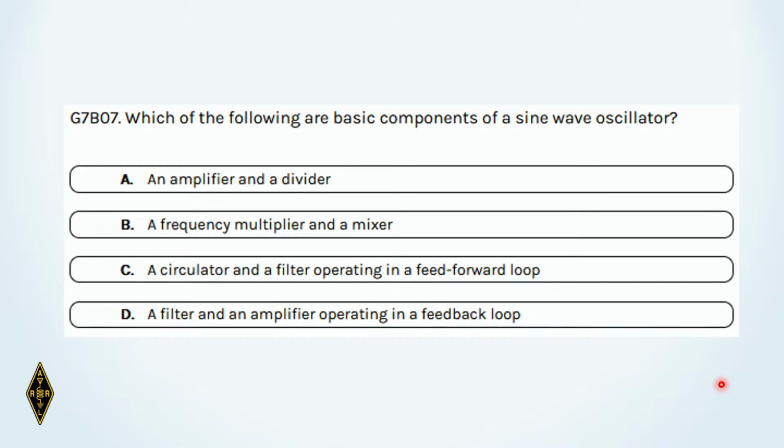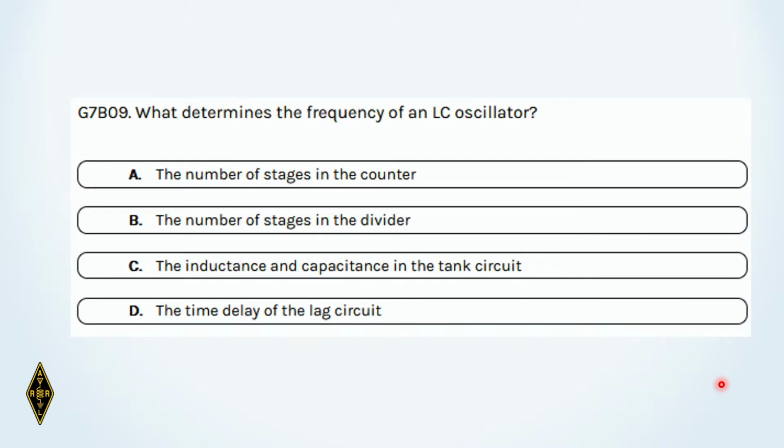Delta. You see that? Yeah, it's a filter and an amplifier operating in a feedback loop. And what determines the frequency of an LC oscillator? Charlie. It's the inductance and the capacitance, the L and the C in the tank circuit. That's why they call it an LC oscillator.